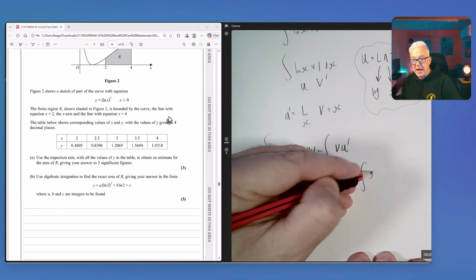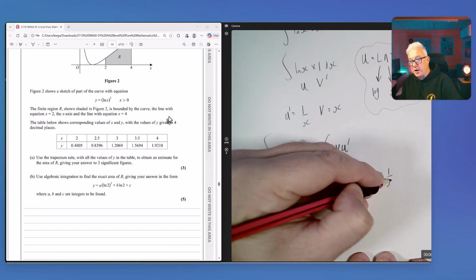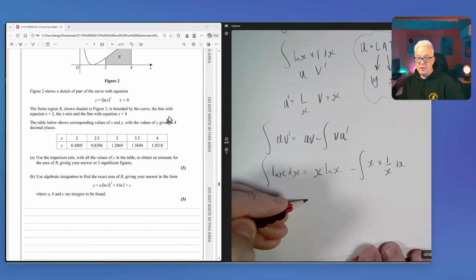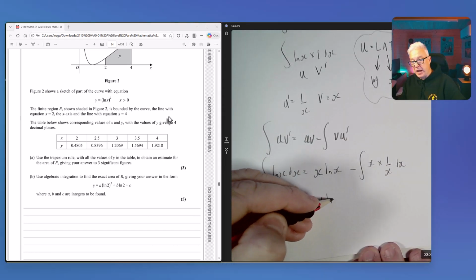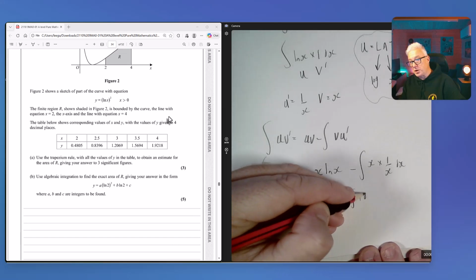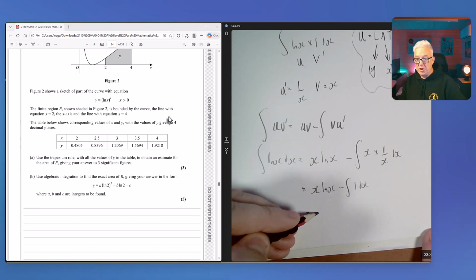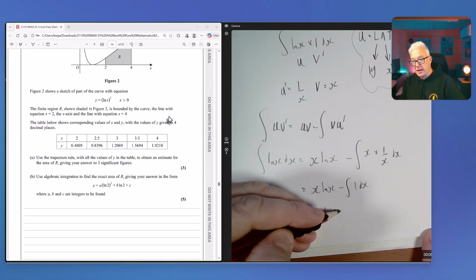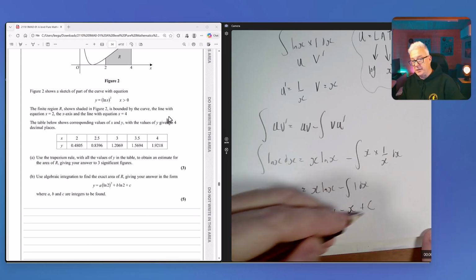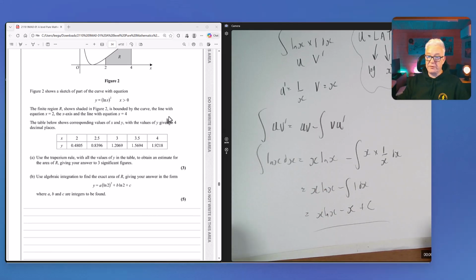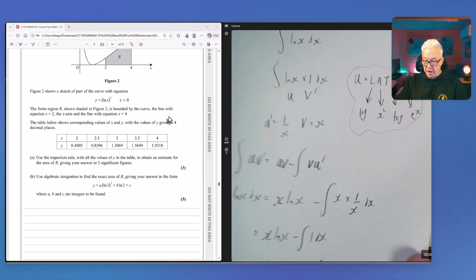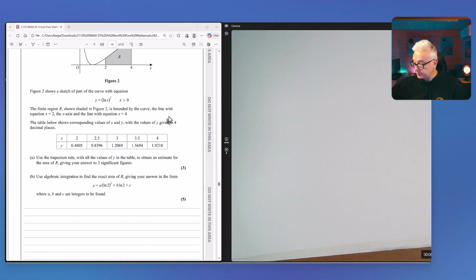And v is x and u' is 1 over x. So we end up with x ln(x) minus the integral of 1 dx, which is x ln(x) minus x plus c. Okay, so that's our result for our integral of ln(x). Let's park that result there for a moment.